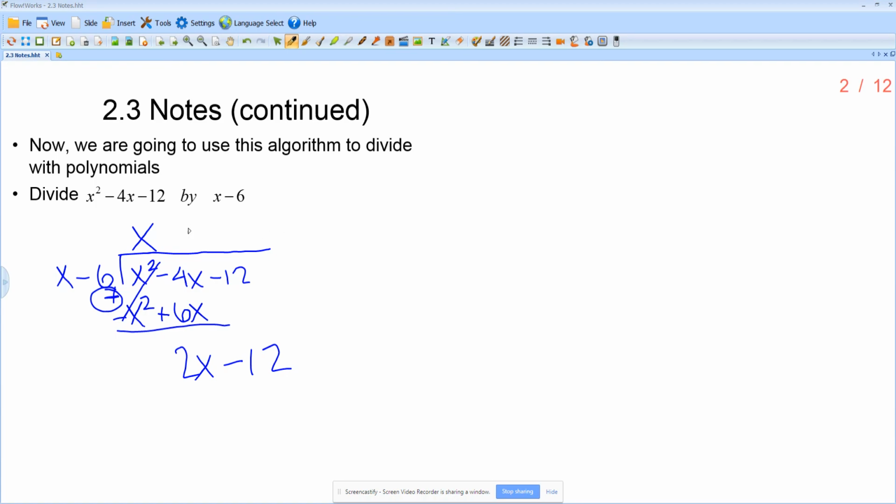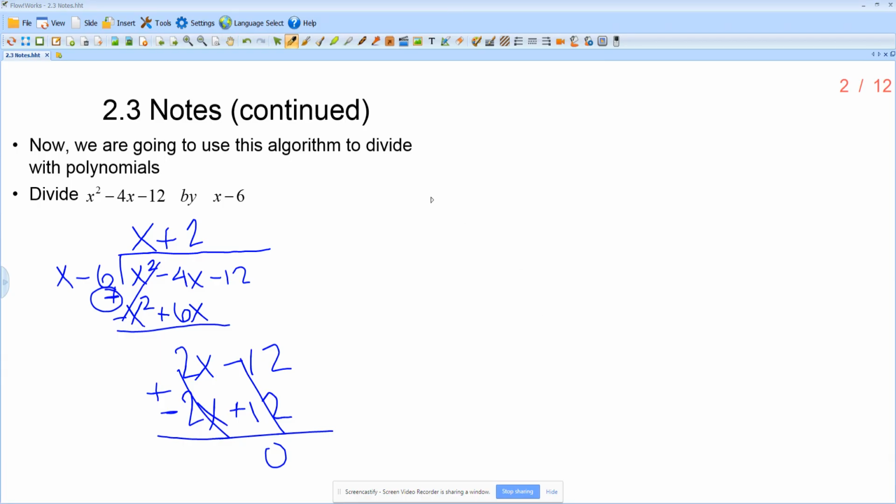Now I say again, what times x will give me 2x? That would be a positive 2. So when I multiply, I do 2 times x, which gives me 2x, and 2 times negative 6, which gives me negative 12. Again, I'm subtracting, but if I wanted to add, I just change these signs. Here this cancels, here this cancels, so I get 0.